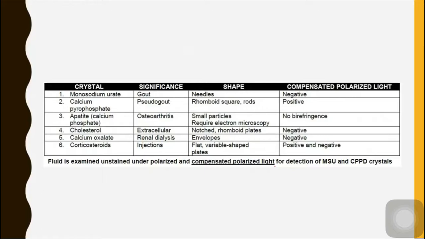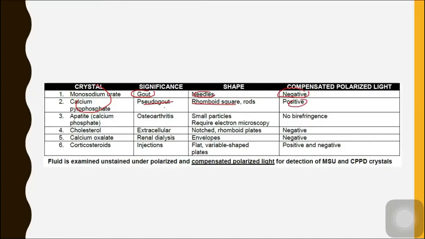These are the common crystals found in the synovial fluid. Here we have monosodium urate crystals, which are the main cause of gout. They usually have a needle morphology, and in compensated polarized light they are negative. Calcium pyrophosphate causes pseudogout. Its shape is rhomboid, square, or rods, and it is positive in compensated polarized light.